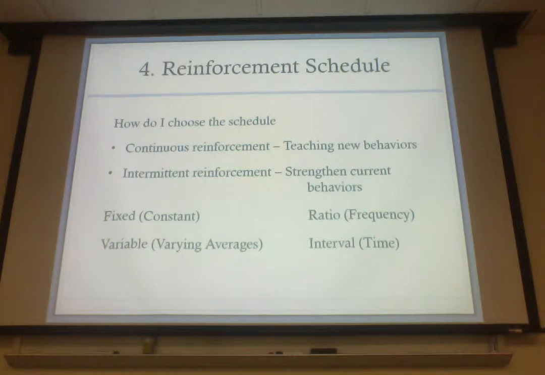So let's say we have a fixed ratio. The child needs to do 5 behaviors to get the reinforcement, and it's always 5 behaviors. Or variable interval. There's a varying time, averages, but they know that after this amount of time, as it varies, they will receive their reinforcement.